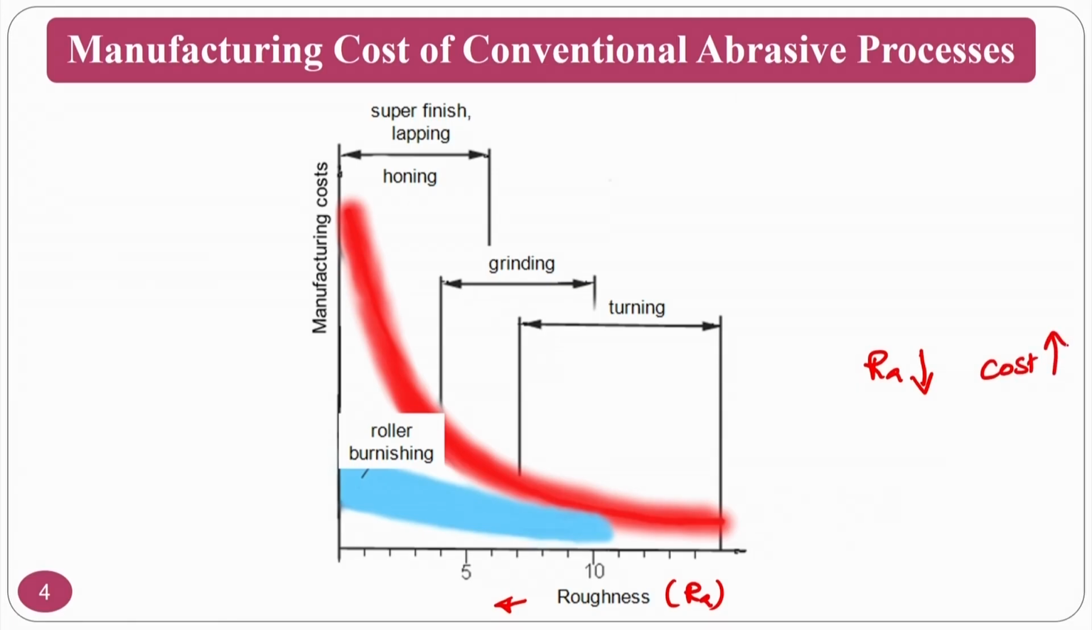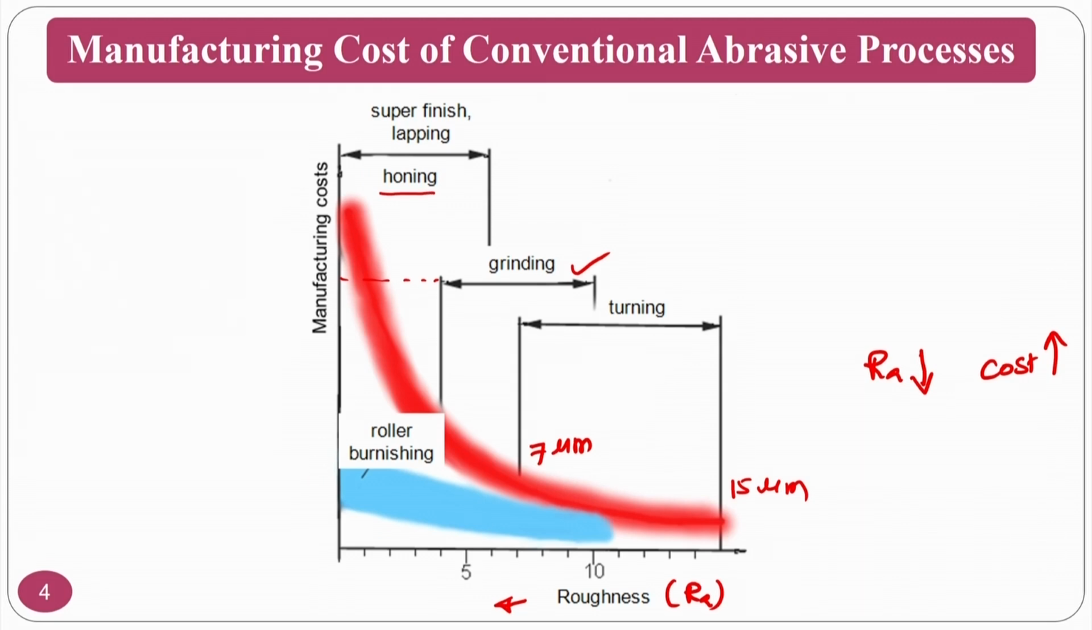As you see, normally turning will give roughness approximately from 7 microns to 15 microns, and the cost is moderate. If you want to go still further, you can go for the grinding process, but the manufacturing cost will escalate. And if you are going for the super finishing, honing or lapping processes, the cost increases still further.